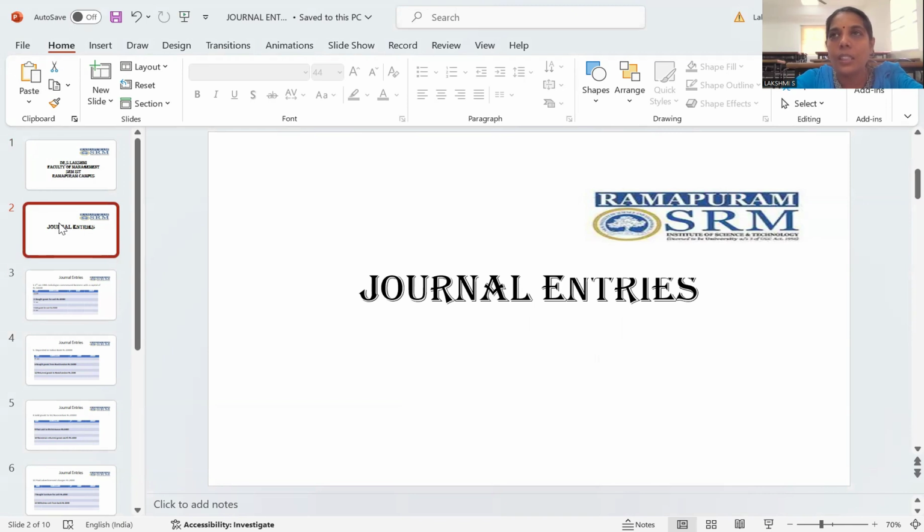We all know that in journal entries, there are three rules: real account, nominal account, and personal account. But it is somewhat difficult for non-commerce students to follow all three rules. So in journal entries, I'm going to give an easy clue for both commerce as well as non-commerce students.